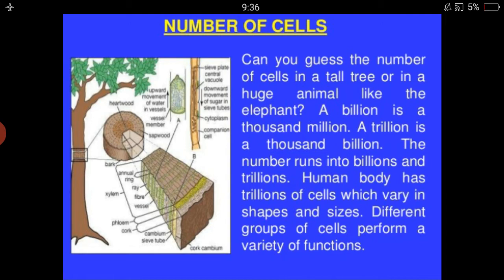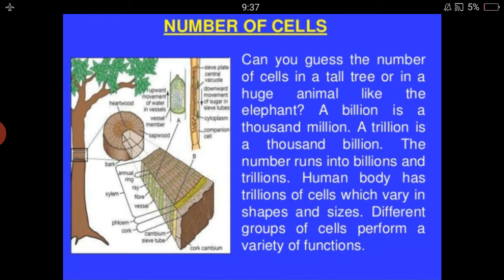A billion is 1,000 million. A trillion is 1,000 billion. The number runs into the billions and trillions. So we can't imagine the number of cells present in a tall tree's body and also in a huge animal like an elephant's body. We imagine it like a billion, 1,000 million, or a trillion, 1,000 billion. The number runs into the billions and trillions.